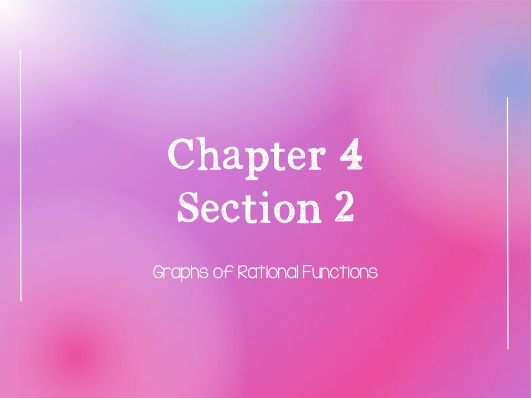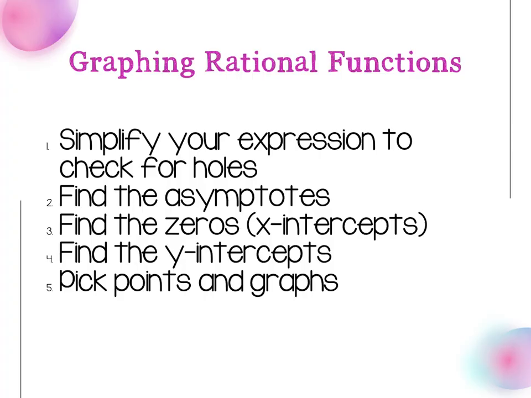So today we're going to graph the rational functions. These are the steps that we need to follow. We're going to use the information that we learned in section 1. We're going to be finding the asymptotes. We're going to find out if there's any holes by simplifying first. And then from there, we'll find our x-intercepts and our y-intercepts. And then we'll plot additional points to create our graph. So these are the steps that we'll follow.